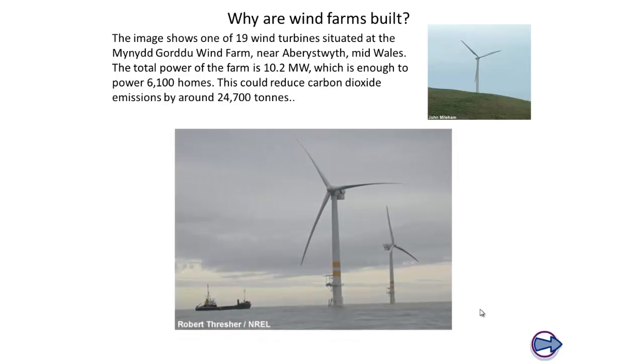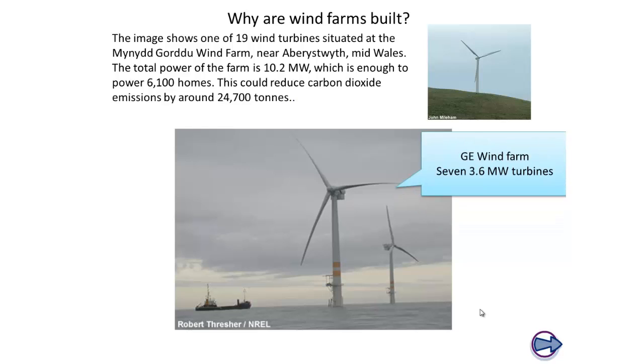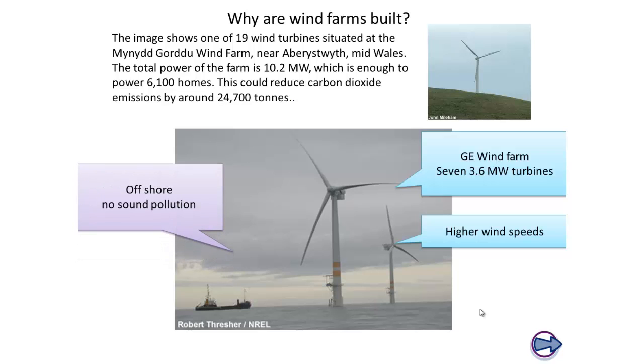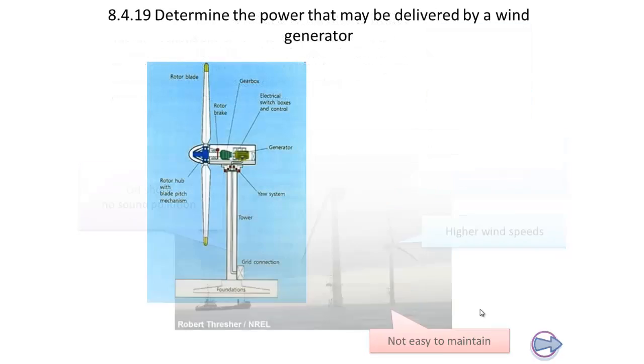This is another wind turbine which is out at sea. These are much larger. Each turbine produces nearly 4 megawatts. Out at sea, you have higher wind speeds because there's no trees and there are no buildings. There was also nobody to complain about the sound pollution. However, they're not so easy to maintain.